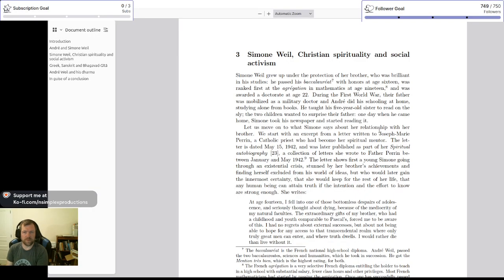Simone Weil grew up under the protection of her brother, who was brilliant in his studies. He passed his baccalaureate with honors at age 16, was ranked first in mathematics at age 19, and was awarded a doctorate at age 22. During the First World War, their father was mobilized as a military doctor, and André did his schooling at home, studying alone from books. He taught his 5-year-old sister to read on the sly. The two children wanted to surprise their father. One day when he came home, Simone took his newspaper and started reading it.